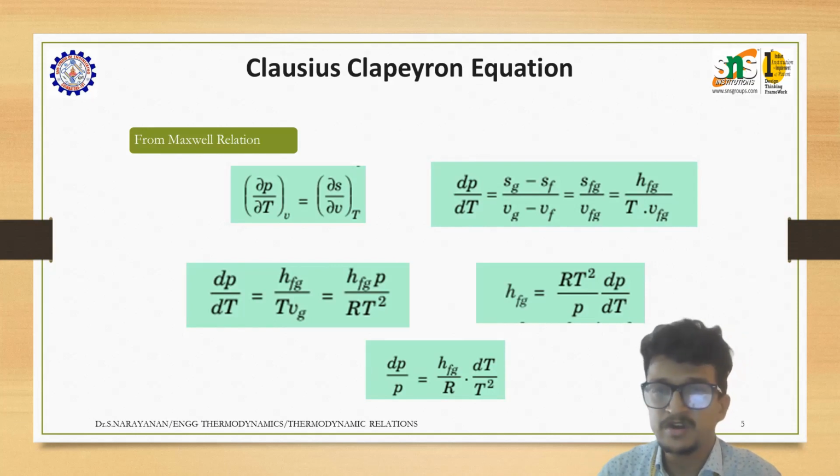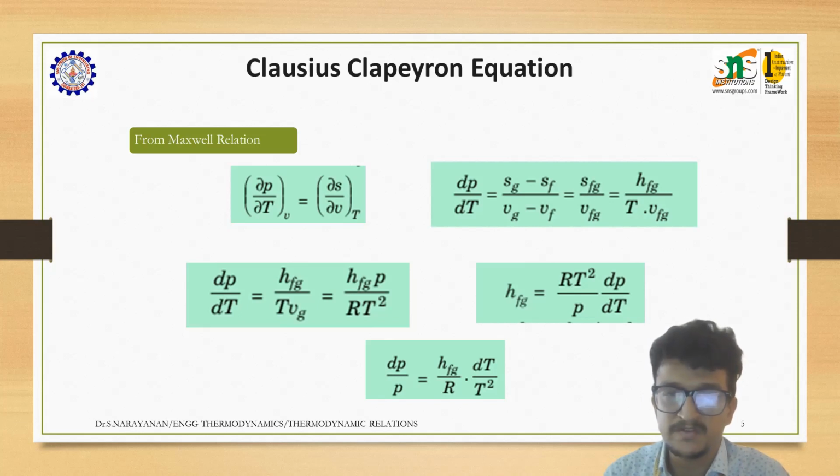And we are talking about phase change. So we all know that the suffix g denotes steam and suffix f denotes water. So the rate of change of pressure with respect to temperature is equal to the rate of change of entropy with respect to volume. The change of entropy is sg minus sf, that is entropy of steam minus entropy of water. That is the latent entropy of the steam. Similarly, specific volume of dry steam minus specific volume of water, so that is the latent specific volume. So dP/dT will be equal to sfg/vfg. sfg is nothing but the entropy required for phase change, and vfg is the volume change required for phase change.